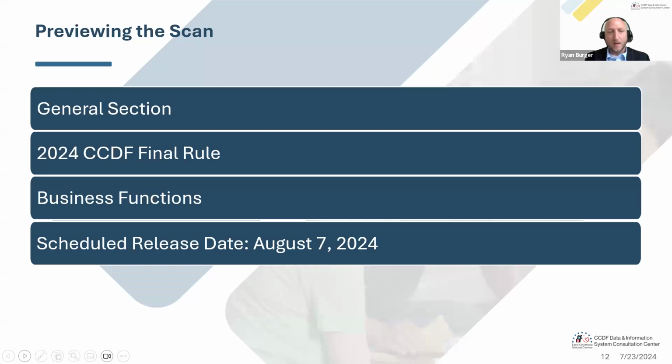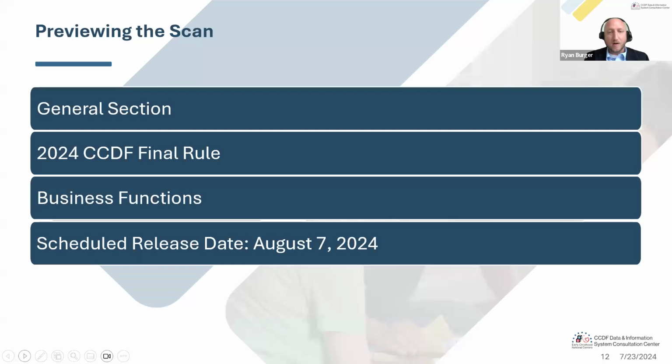in the coming weeks. So the scan has been developed to collect information on general data and IT system capabilities, the approaches you may be considering to incorporate the provisions of the 2024 CCDF final rule into your information technology, and also how you use data and IT systems to support various business functions, such as eligibility and enrollment, subsidy payments for providers and families, and consumer education.